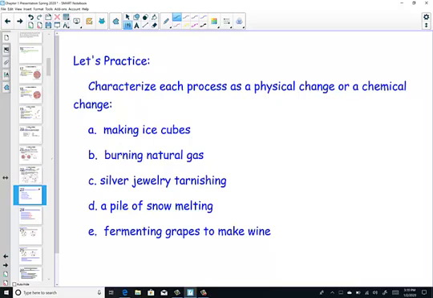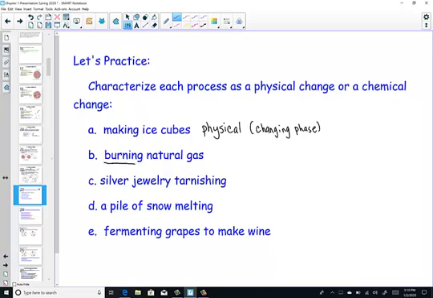Okay, you must be ready to check. You've started up the video. It says making ice cubes in letter A. When you make ice cubes, you start with liquid water and turn it into solid water, but it certainly is still water. This is an example of a physical change. We're changing phase, but not identity. And by changing phase, I mean solid, liquid, gas. That's changing the phase, the state of matter.